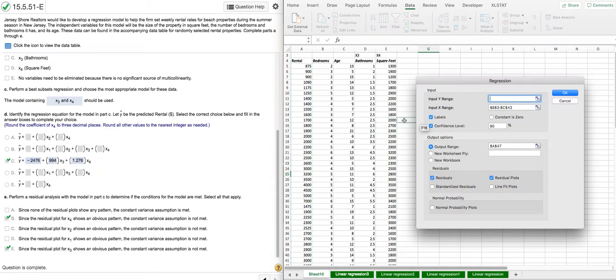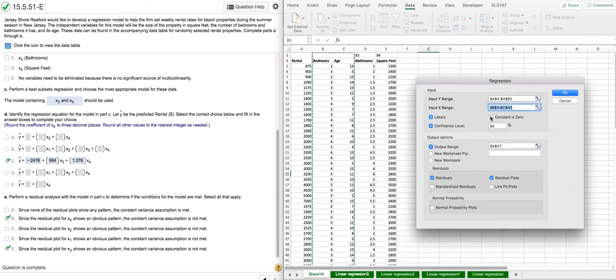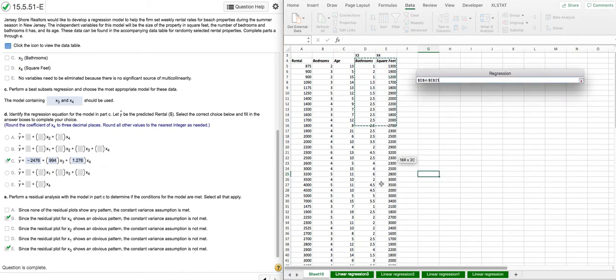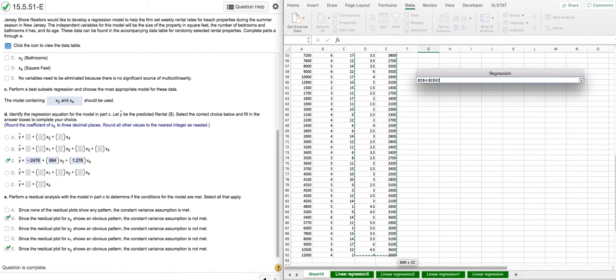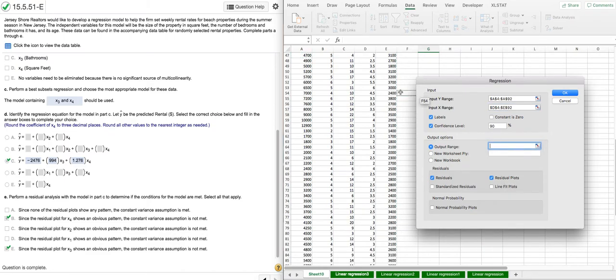and set this up a little bit. Independent variables. But definitely some good practice here for this particular problem. We've got the output range. I'll just stick that right here, top. And so see, I've got residuals checked, and I have residual plots. Now the residuals are included in the Excel stat output, so I don't have to do it here, but I'll just leave it checked. Let's go ahead and hit OK.